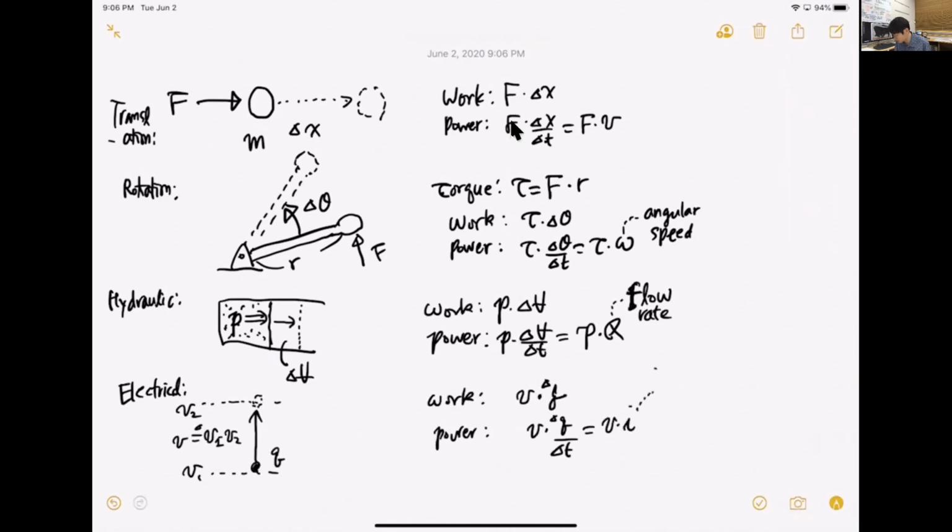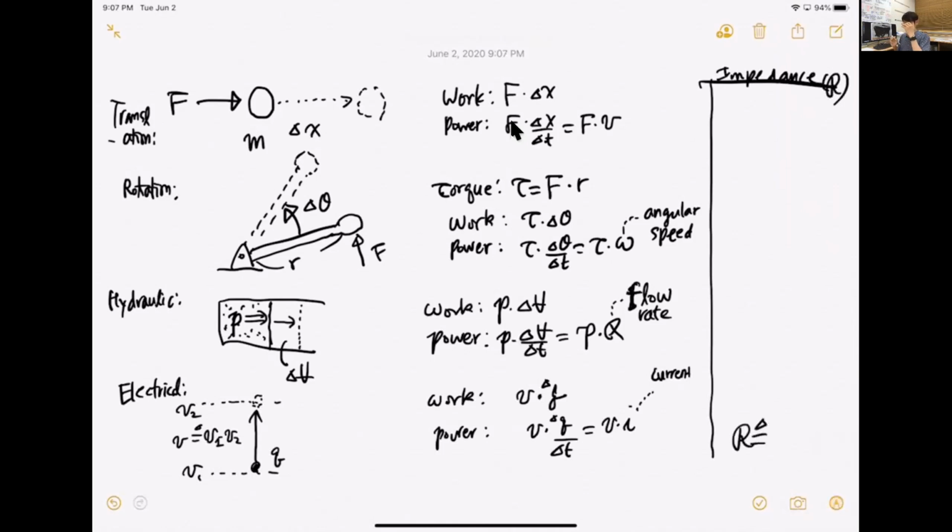So this is current. Then how do we define impedance? Let's say just a generalized R. So generalized R is defined as the driving effort divided by the flow rate of change. So that's defined by V over flow change, which reminds us that V equals IR. So that's the typical Ohm's law.